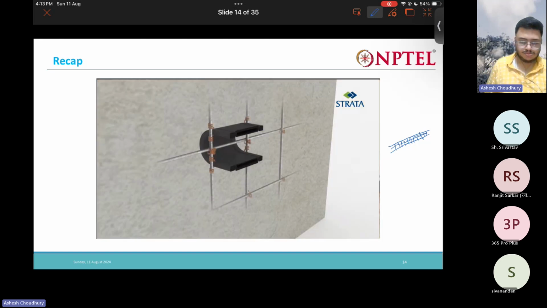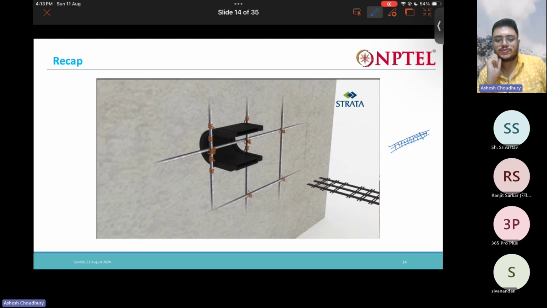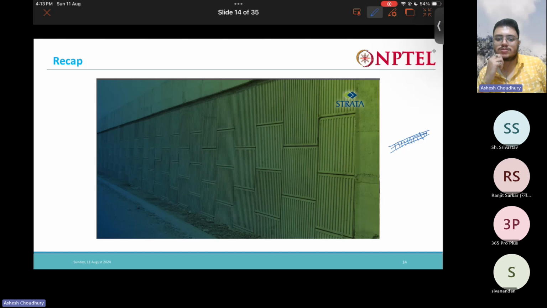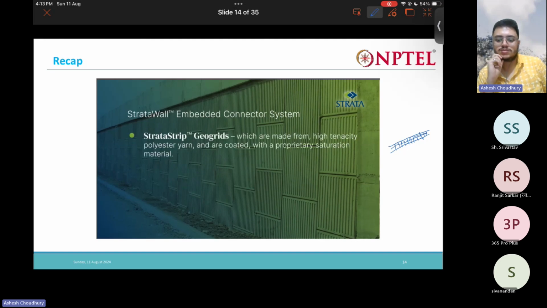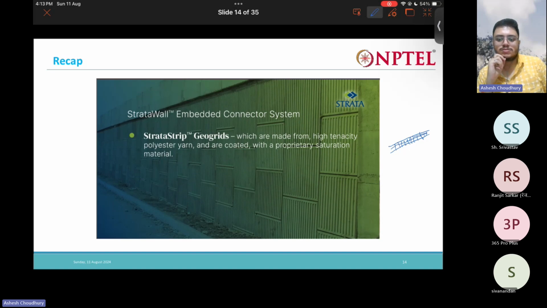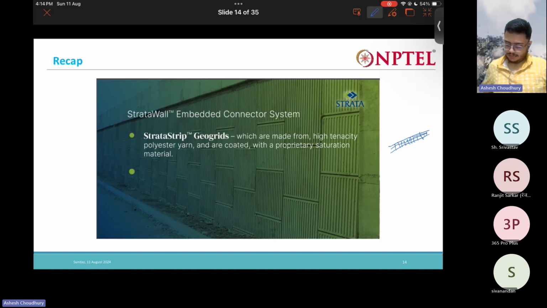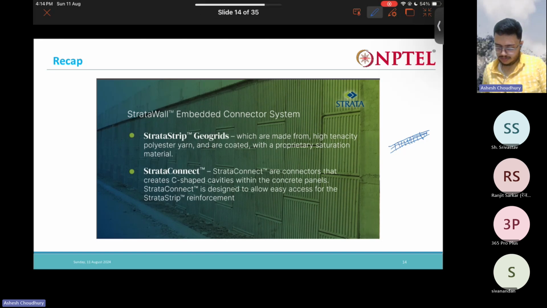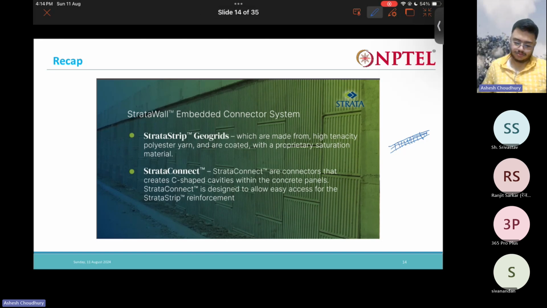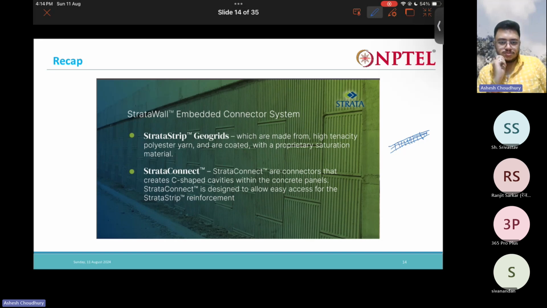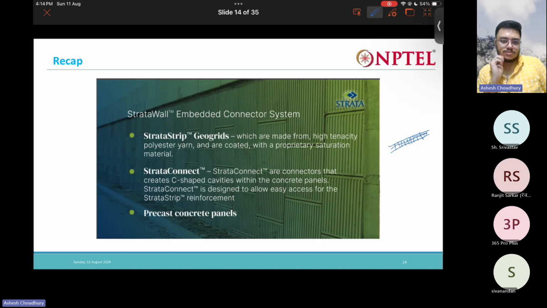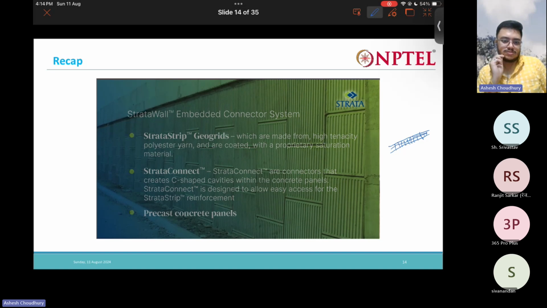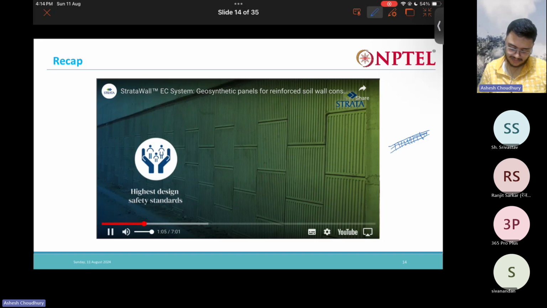Strata strip is positively connected to the panel by passing it through Strata Connect, embedded connectors which create a cavity in the concrete panel. Strata wall embedded connectors consist of strata strip geogrids, which are made from high tenacity polyester yarn and are coated with a proprietary saturation material. Strata Connect are connectors that create C-shaped cavities within the concrete panels. Strata Connect is designed to allow easy access for the strata strip reinforcement and precast concrete panels. Strata AC wall systems adhere to highest design safety standards.